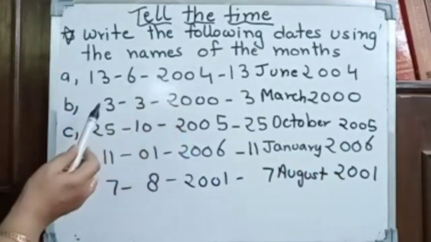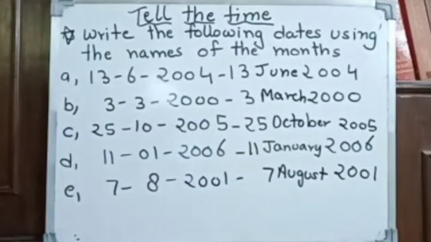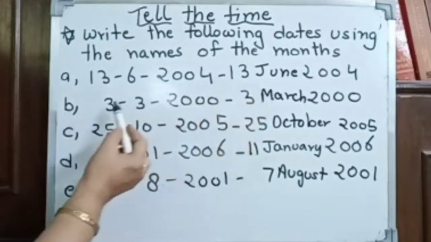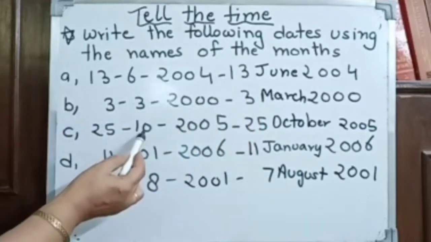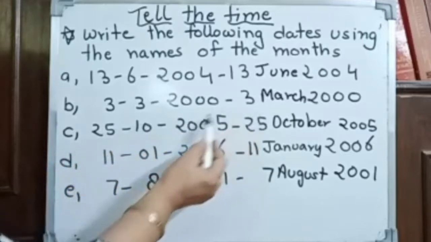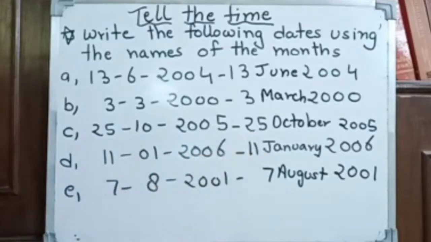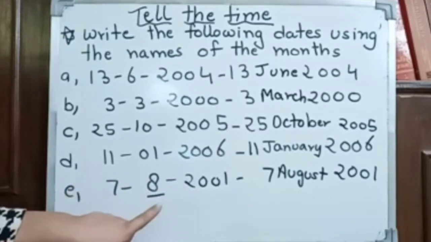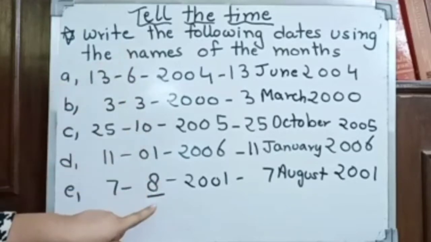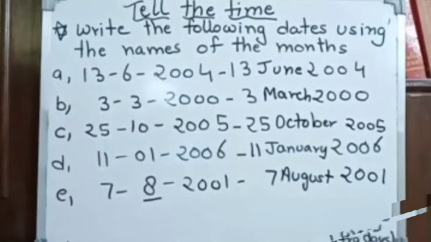13 June 2004. 6th month is June. 3rd month is March. 3rd March 2000. 10th month is October. 25 October 2005. 11th January. 1st month is January. 8th month is August. 7/8/2001 means 7 August 2001. So according to that number, take out the months and then write the date.